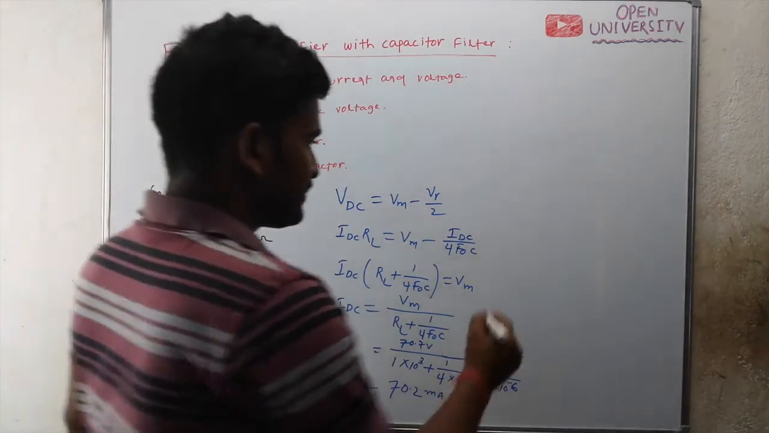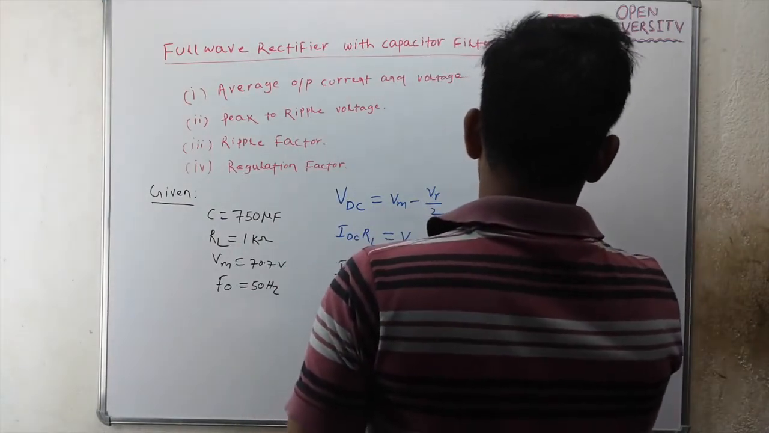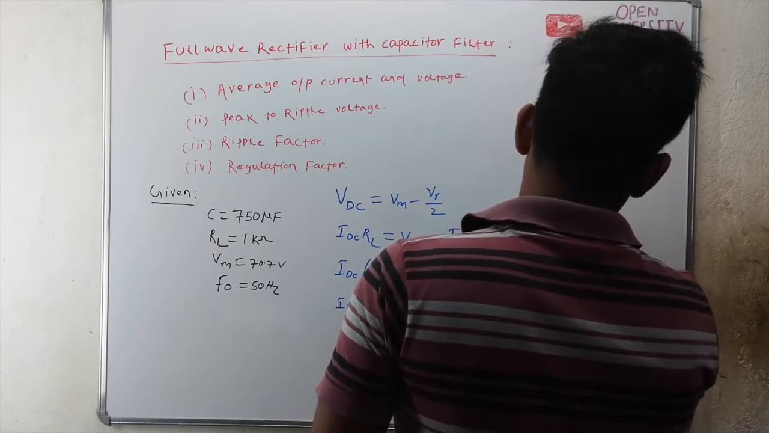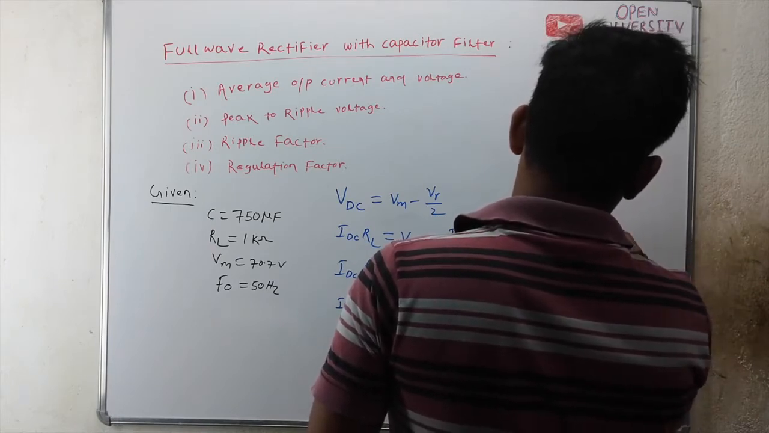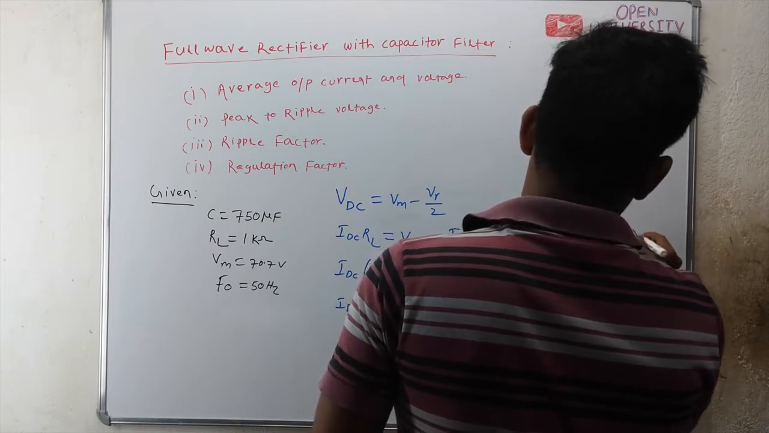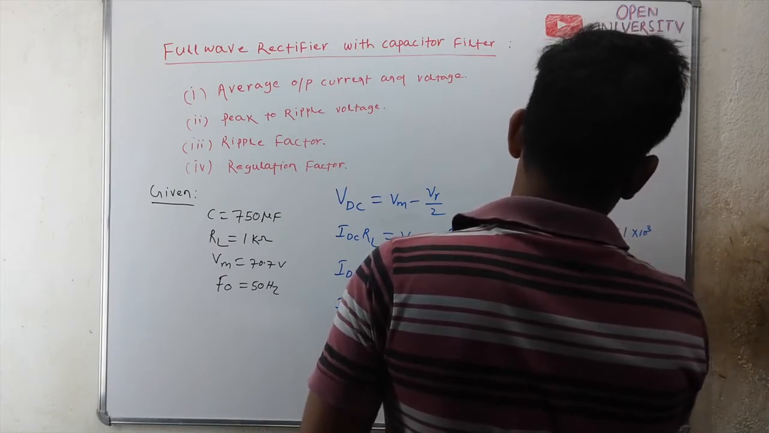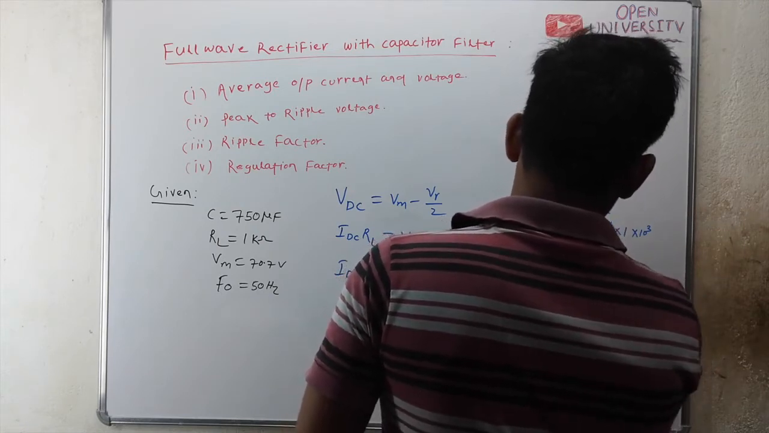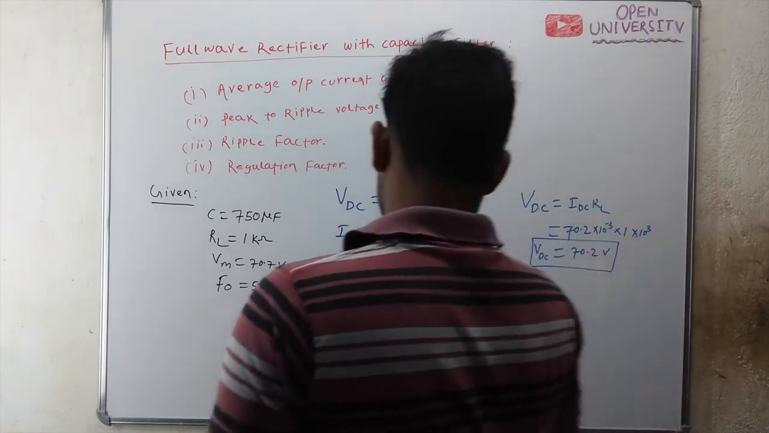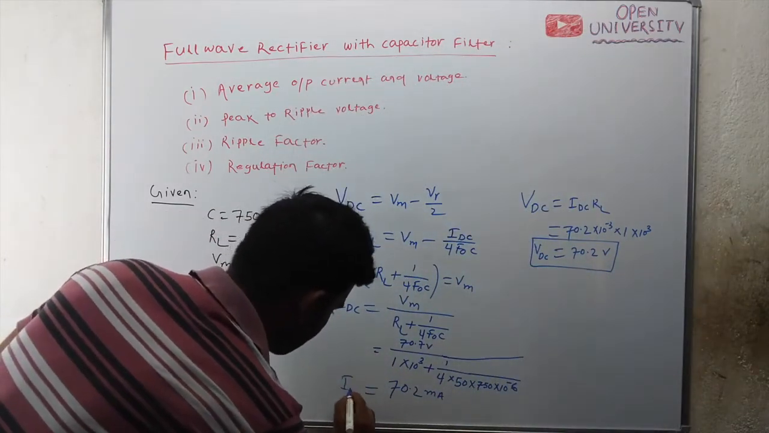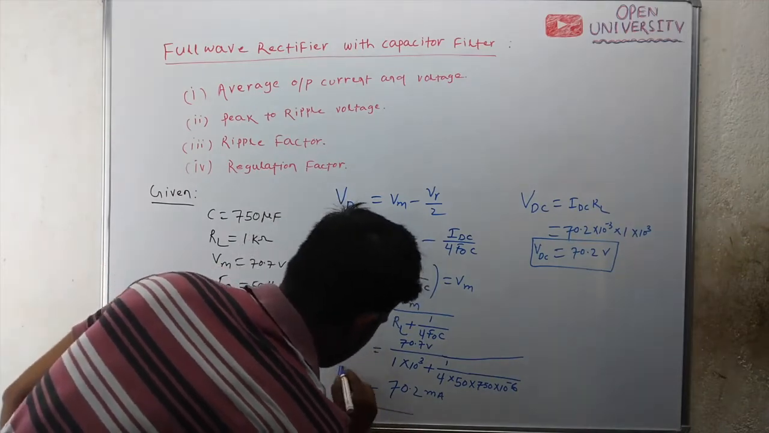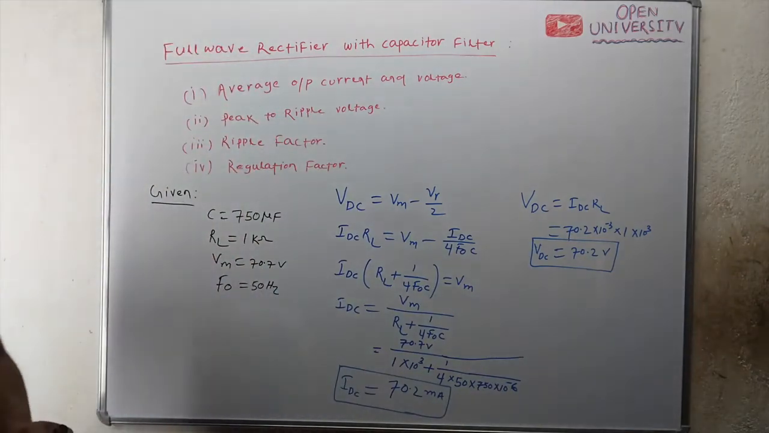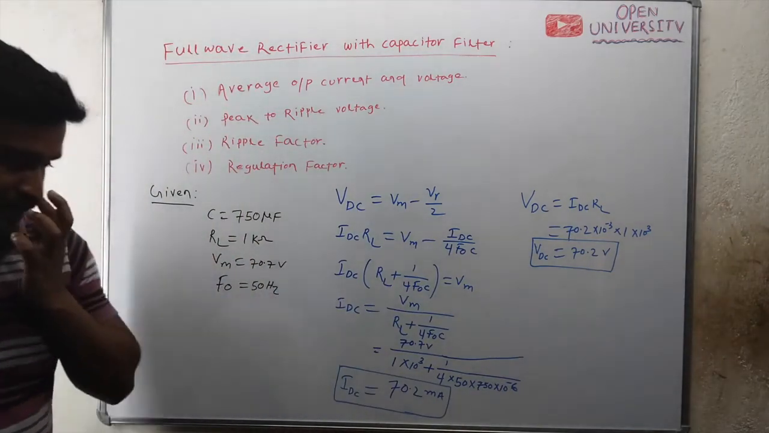Then how to get the VDC value? VDC will be equal to IDC into RL. IDC is 70.2 milliampere and RL value is 1 kilo ohm, so it becomes 70.2 volt. The DC output voltage is 70.2 volt and the DC output current is 70.2 milliampere.